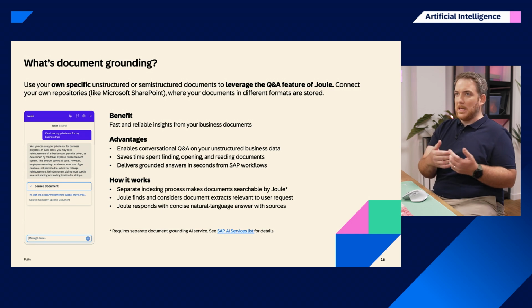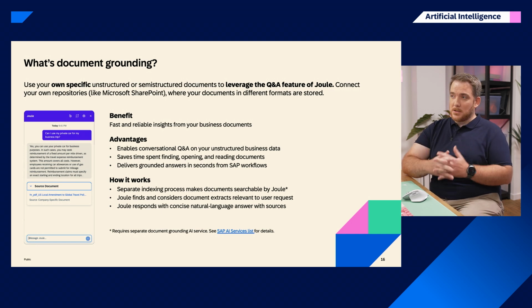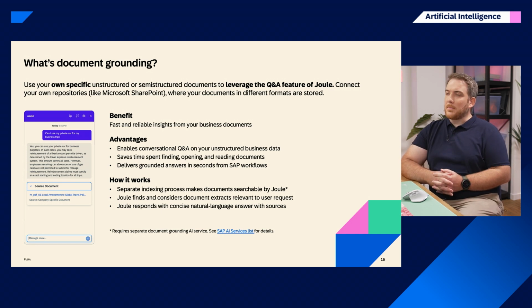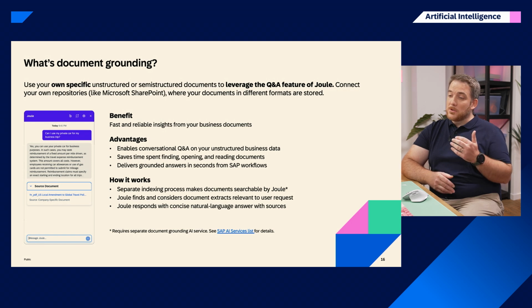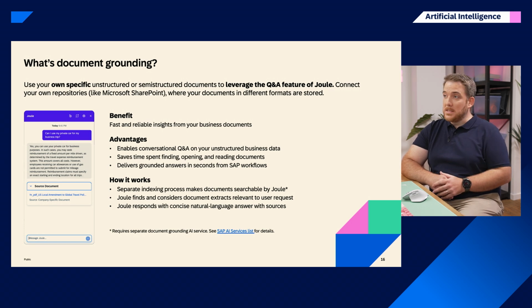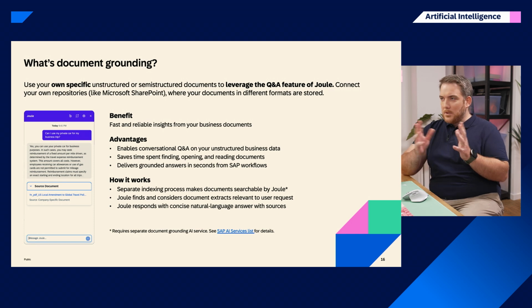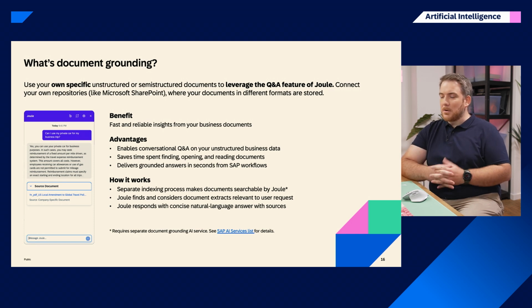So for instance, via Joule. In the case of document grounding via Joule, what we allow the users to do is to upload, to index their custom document, for instance, an HR policy documentation, right? So that then the Q&A feature of Joule can rely on this documentation to retrieve the best chunks of information for the employee. So obviously the benefit is huge, right?